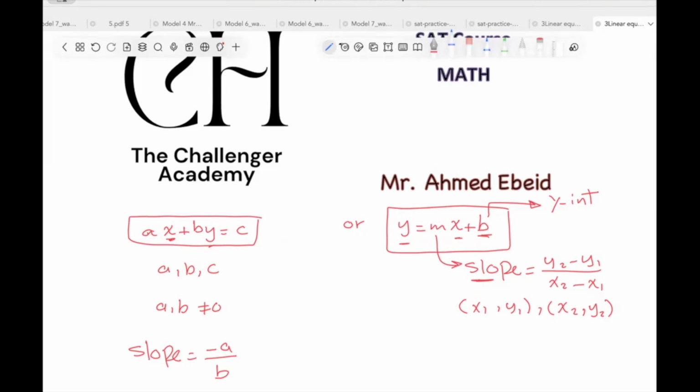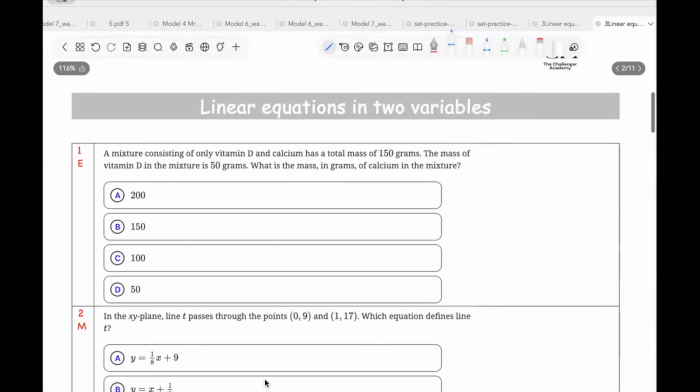How can we find the y-intercept? It's c over b. So it's 8 over 4, which equals 2. Now we have some questions we can solve together.